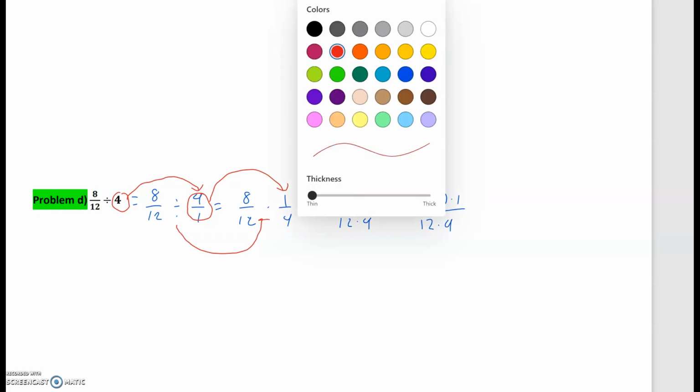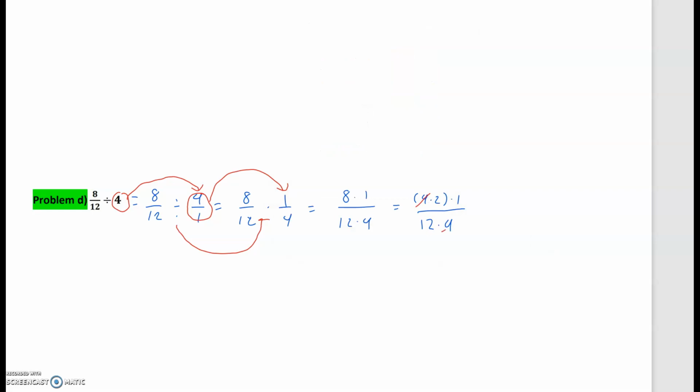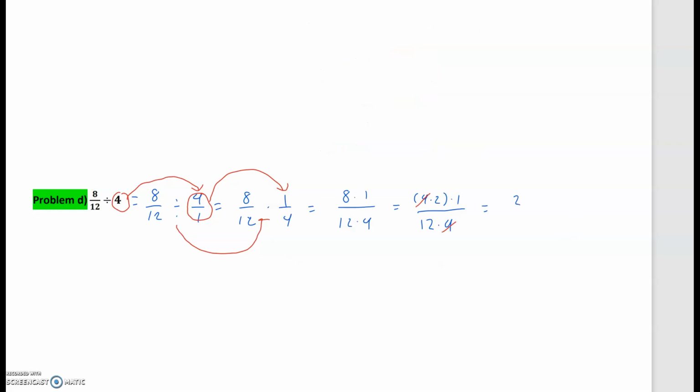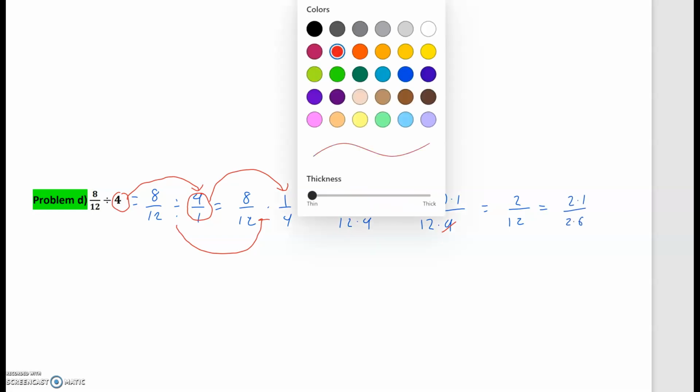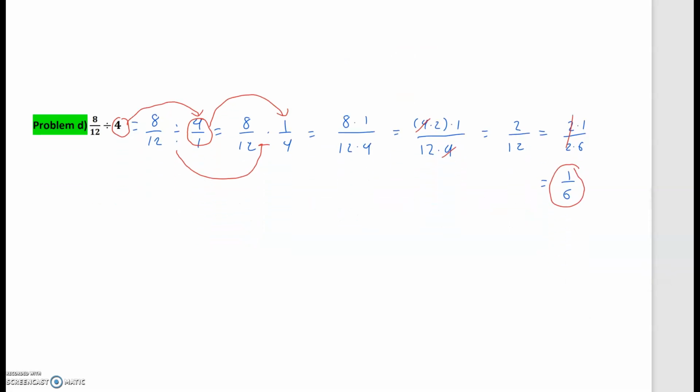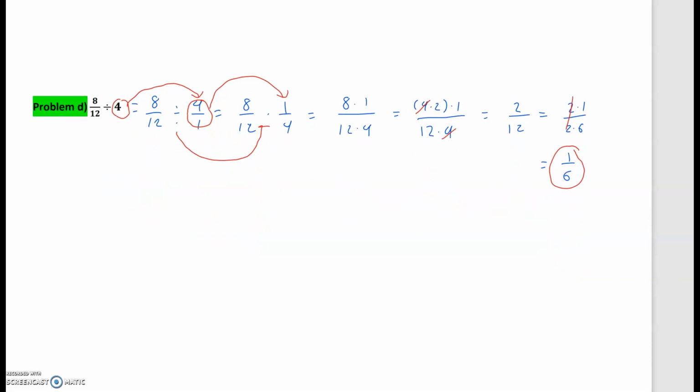And then what we can do here is cancel the 4's. And then we're left with, on the numerator, a 2 over 12. Or it simplifies further, 2 times 1, and then basically 2 times 6. And then you can cancel the 2's, giving us a final answer of 1/6. That is it for this one.